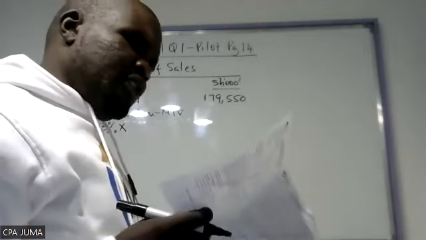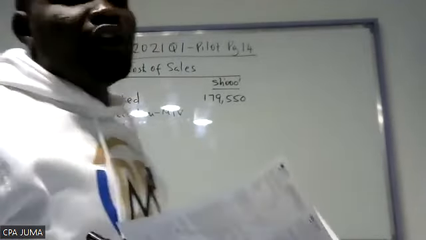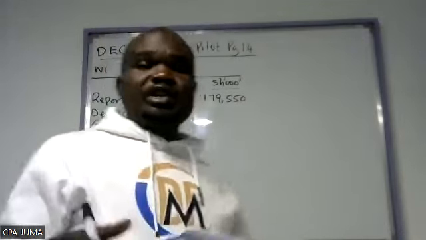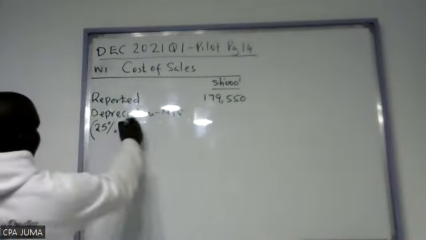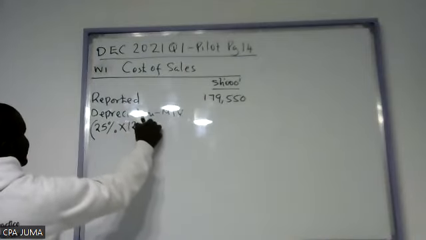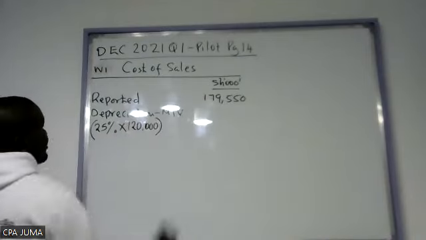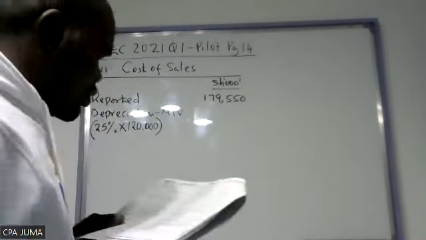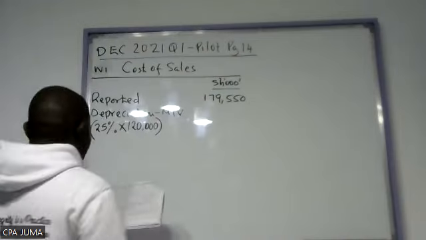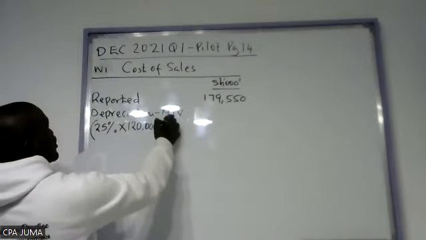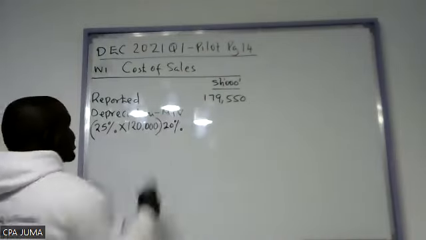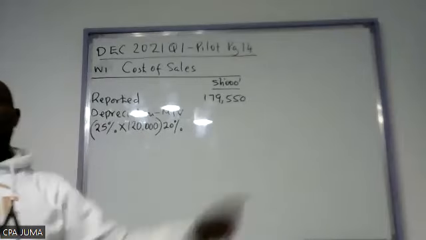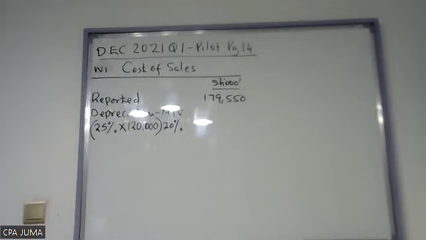Cost of motor vehicle, if you check keenly in the trial balance, you'll be able to see motor vehicle is 120. So you take 25% of 120 times the cost of motor vehicle, which is, they want us to classify 20%. So 20% of what you get goes to cost of sales. So can you give me the entire amount?